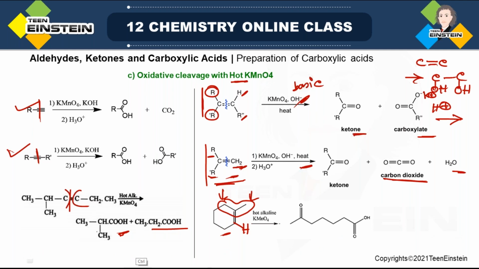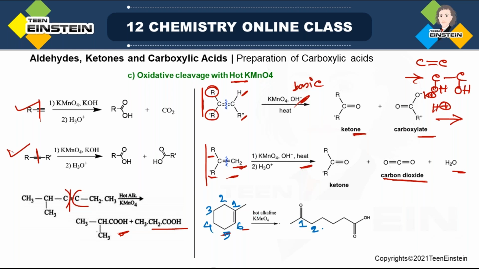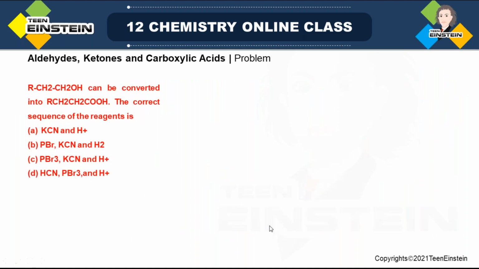If I number this carbon, it will be easier for you to understand. This is 1, 2, 3, 4, 5, 6. This is 1 because the methyl group we have not numbered. The 6th carbon is basically converted to COOH. Fine. But remember, 1 hydrogen must be there. Question related to preparation methods.